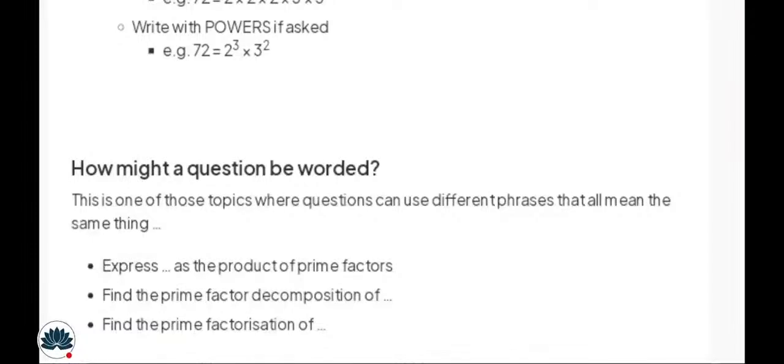How might a question be worded? These are the basic terminologies or wording of the examiners when they ask about prime factors. They can ask you to express a number as a product of prime factors, find the prime factor decomposition of, or find the prime factorization of. These all mean that they are asking you about the prime factors.